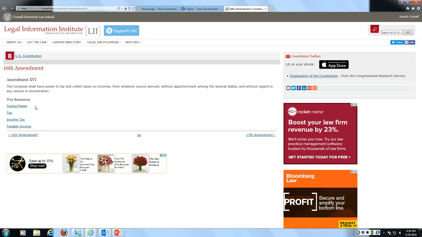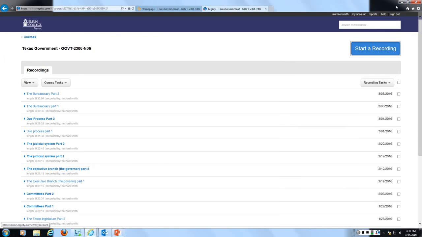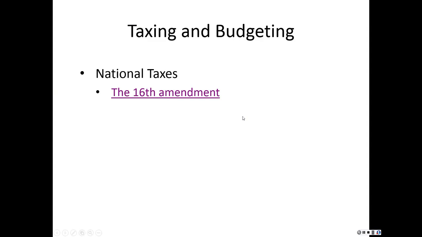Basically, what this means is that the 16th Amendment allowed individual and corporate income taxes to immediately become the national government's major source of funding. Today, this national income tax constitutes approximately 60% of the federal tax revenue. So the government gets approximately 60% of its money from the federal income tax.